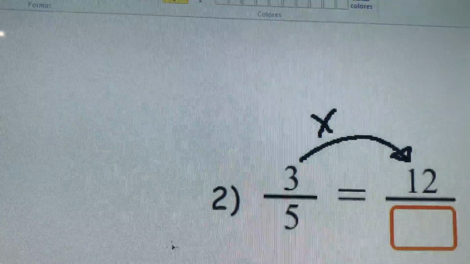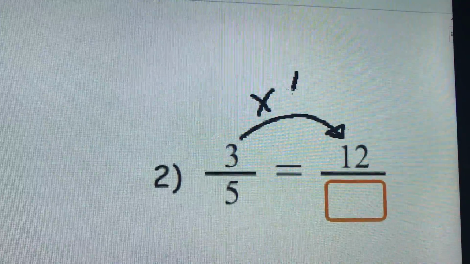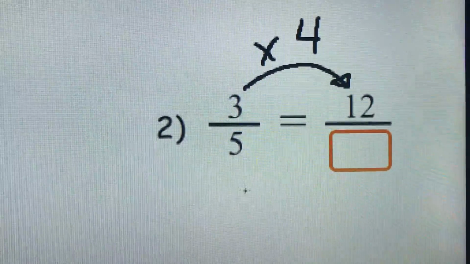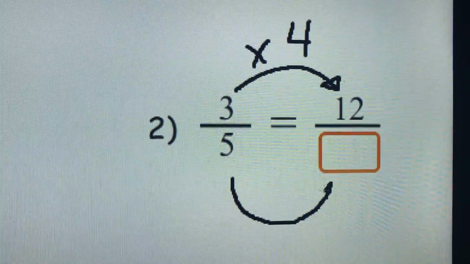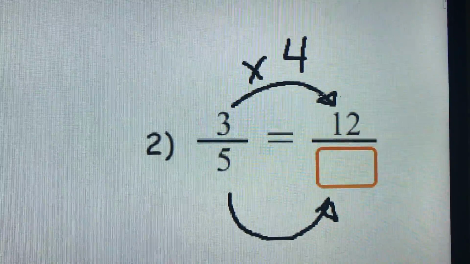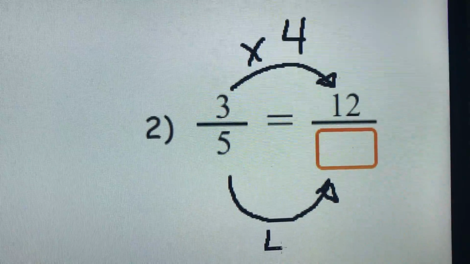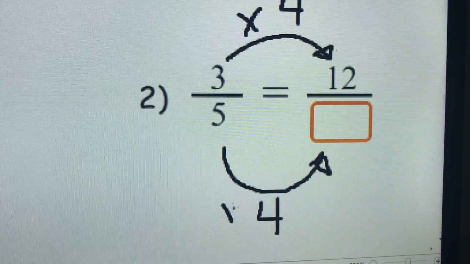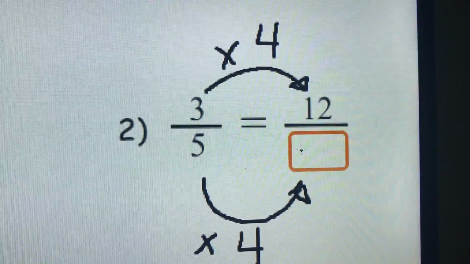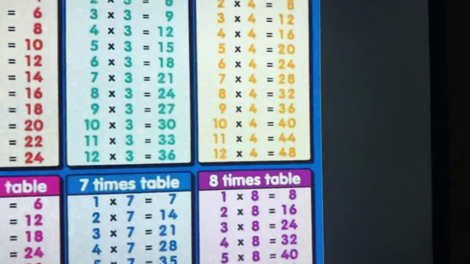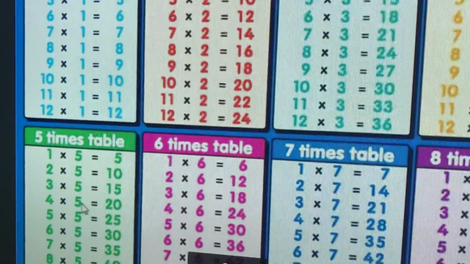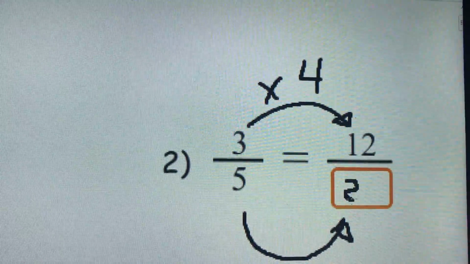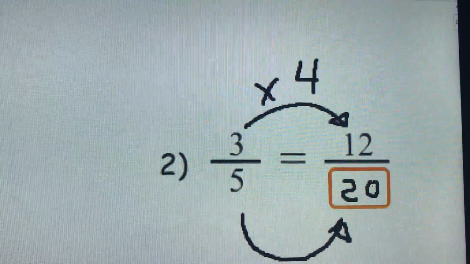So my magic number will be 4, because 3 times 4 equals 12. So here I'm gonna put the same number, the magic number 4, also over here, and then I'm gonna say 5 times 4 equals, I look in the table just in case, 20. And there you go. That's going to be the answer for that one.